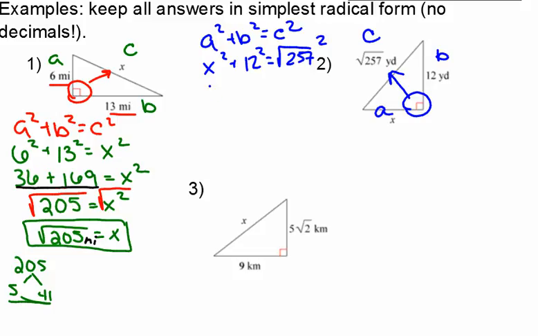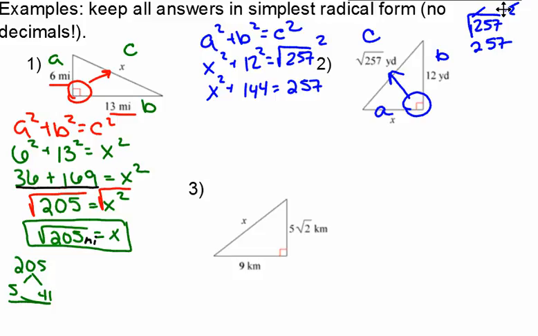We know x squared is just x squared. 12 squared gives us 144, so plus 144. And anytime we have a square root being squared, we know they cancel out, so we are left with 257. So the square root of 257 squared is 257. That's what's underneath your radical.